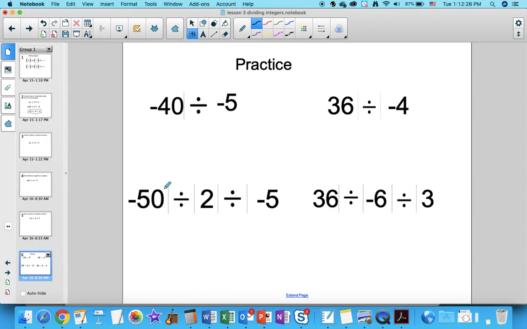So pause the video, see if you can solve these easy questions because they're very simple. You just have to do basic division and then count your symbols.